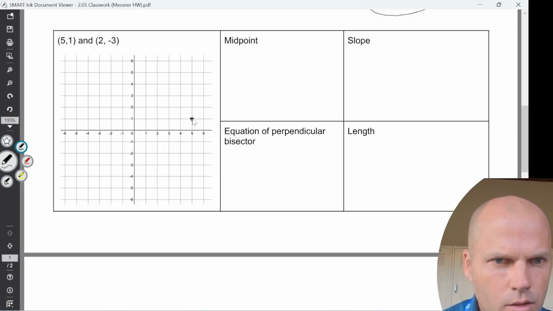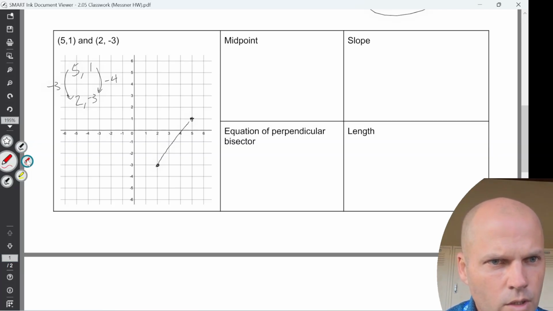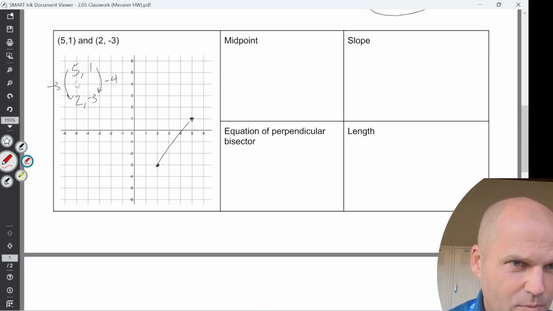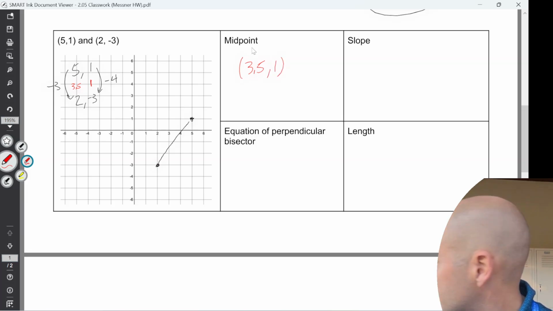5, 1, 2, -3. Stack them on top of each other. Got 5 to 2 is -3. 1 to 3 is -4. If I were to go to the midpoint, I'd subtract 1.5 from 5 to get 3.5. I'd add 2 to get 1, so I have the midpoint of 3.5, 1.